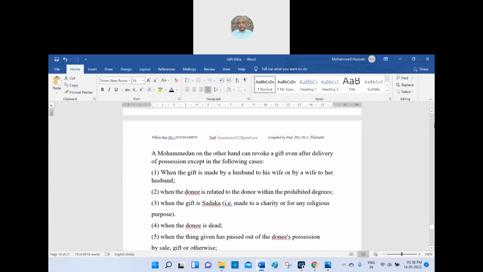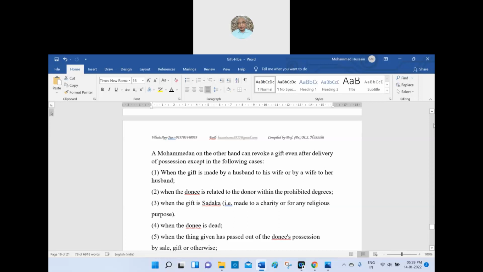A Mohammedan, on the other hand, can revoke a gift even after delivery of possession, except in the following cases. Generally, a Mohammedan can revoke a gift even after delivery of possession. Once the possession of the property is given to the donee, still he can revoke it. How? We'll see. Number one, when the gift is made by the husband to his wife, or by the wife to her husband, can it be revoked or cannot be revoked? Can't be revoked, sir. He cannot revoke.